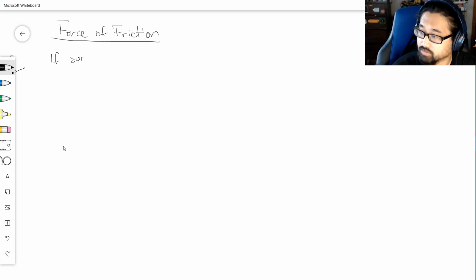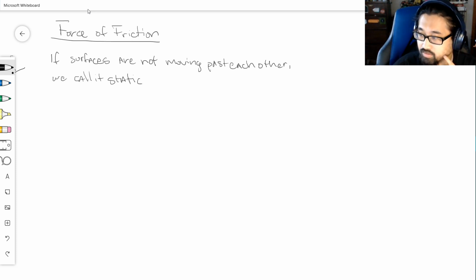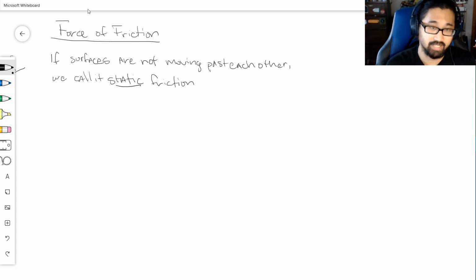right? If surfaces are not moving past each other, we call it static friction. Static because they are stuck together, they are still, right? So static is if they are kind of not moving past each other. So you have these two surfaces, and instead of sliding, they're stuck, right? They don't want to move past each other.